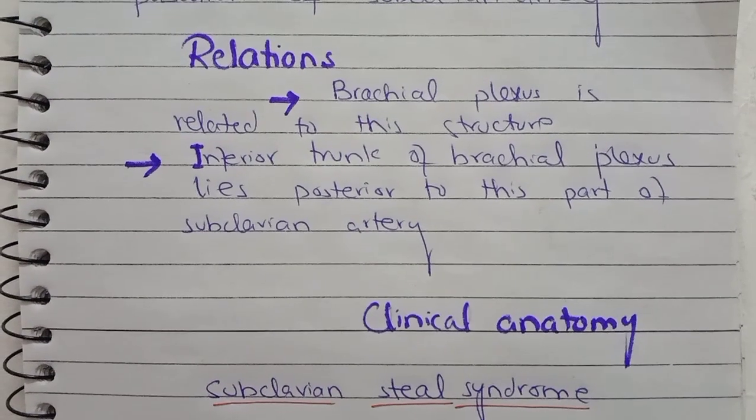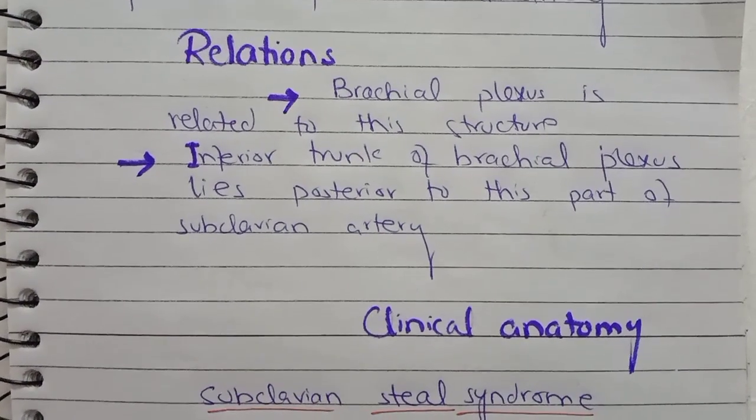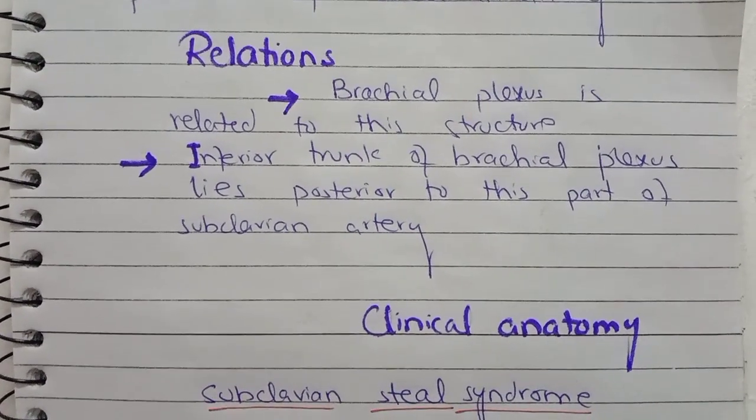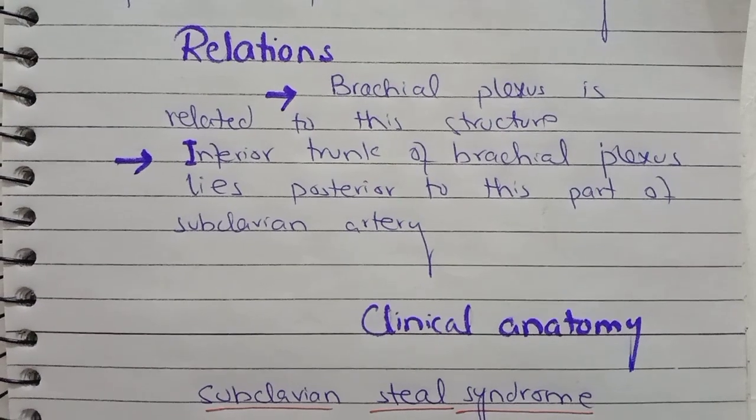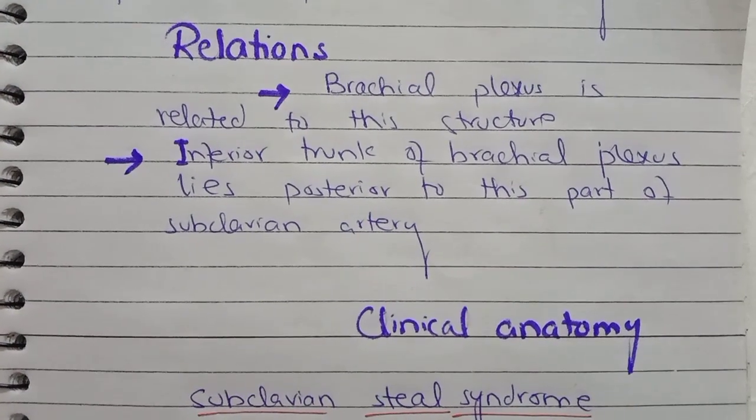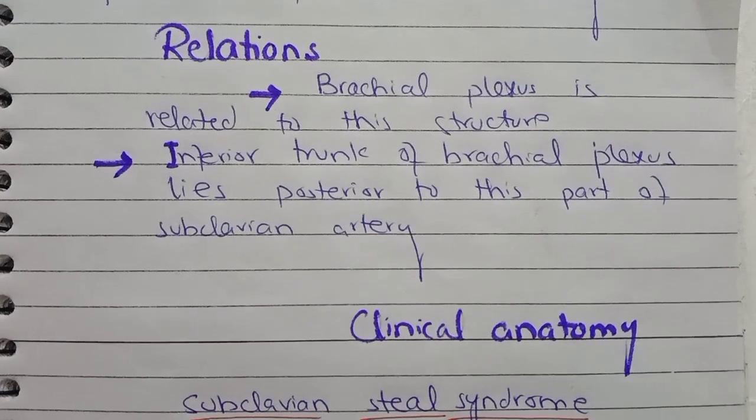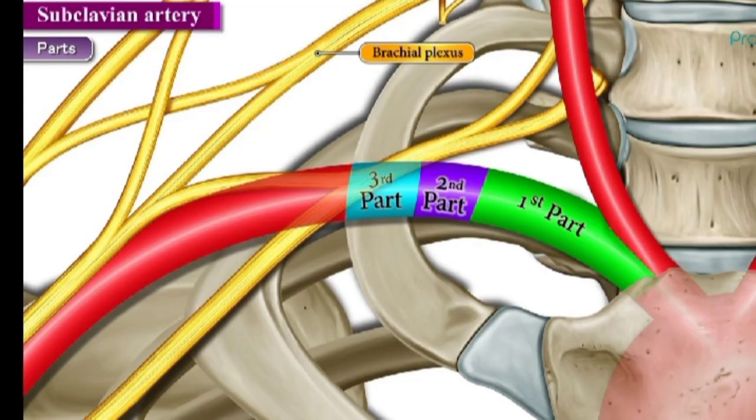And what are the relations of this part? Brachial plexus is related to this structure. Inferior trunk of brachial plexus lies posterior to this part of subclavian artery. You can see here, brachial plexus is related to this structure, and the inferior trunk of brachial plexus lies posterior to this part of subclavian artery. You can see here very clearly the inferior trunk of brachial plexus.